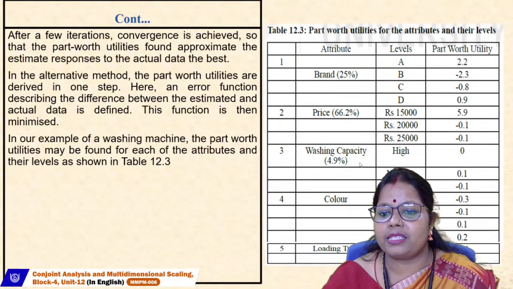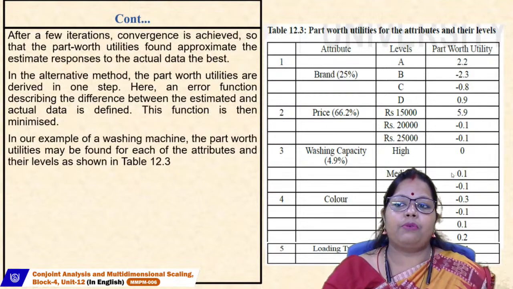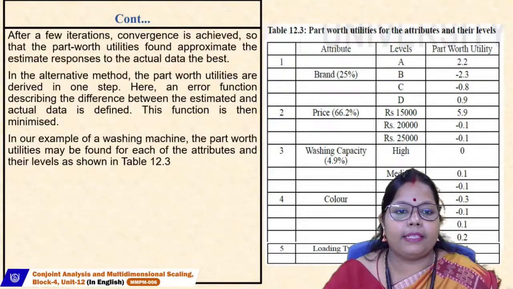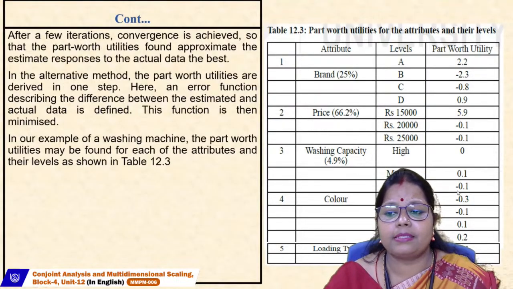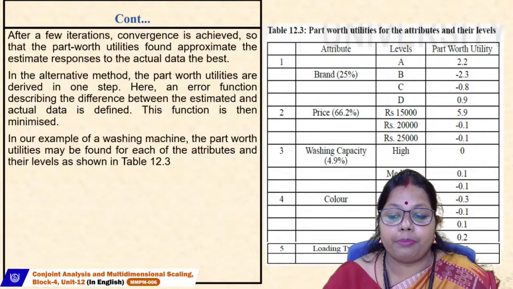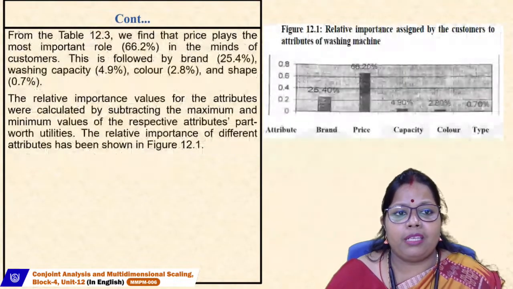For washing machine, for high capacity, the part worth utility is 0, whereas medium has a positive part worth utility, but in case of low capacity it is -1. Similarly, color has been calculated, and loading type also, where many consumers treated top as 0.1, whereas front has negative values.